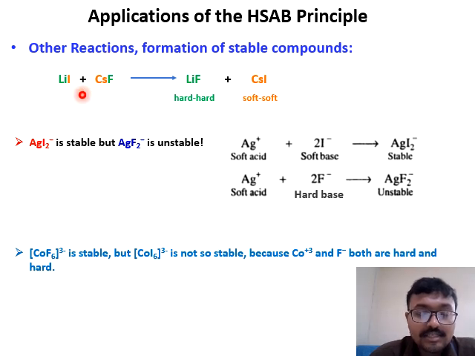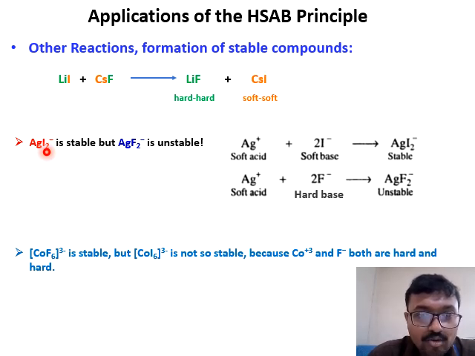Other reactions. If we have a reaction between lithium iodide and cesium fluoride, you can see in lithium iodide, lithium is hard and I minus is soft, and in cesium fluoride, cesium is soft and fluoride is hard. So this is not a stable combination. If we react, it will give lithium fluoride and cesium iodide. Lithium fluoride is a hard combination, cesium iodide is a soft combination, and these are very stable combinations. Because of that, the reaction proceeds in the forward direction.